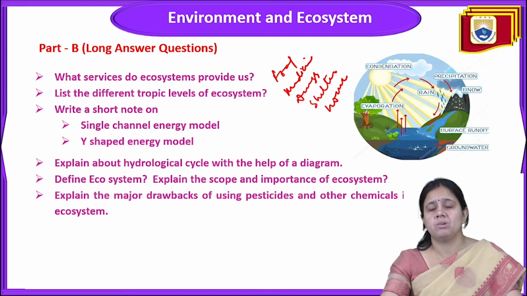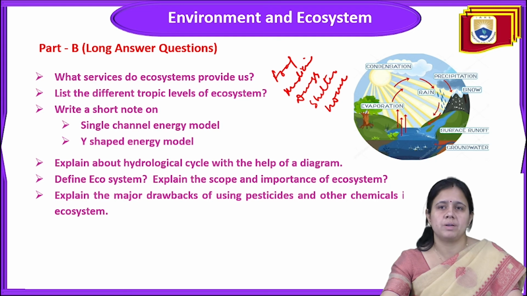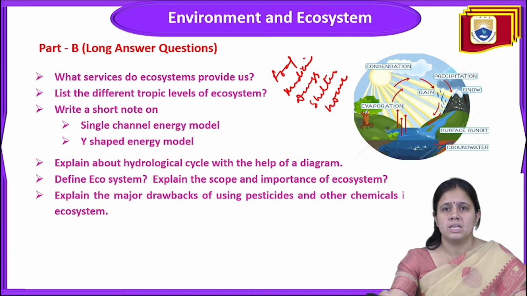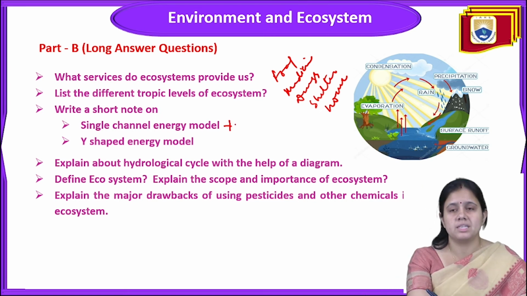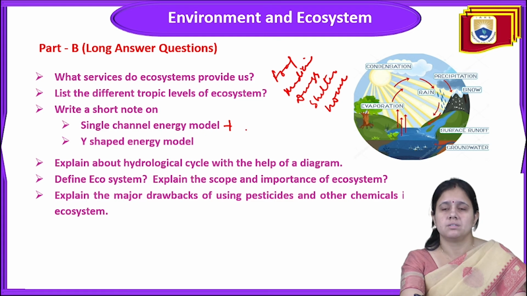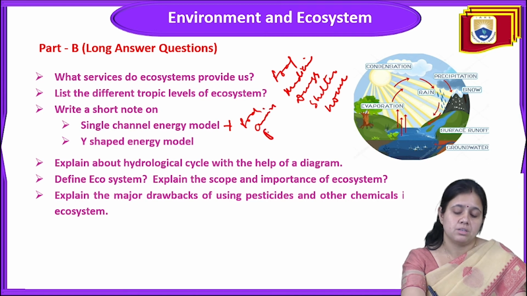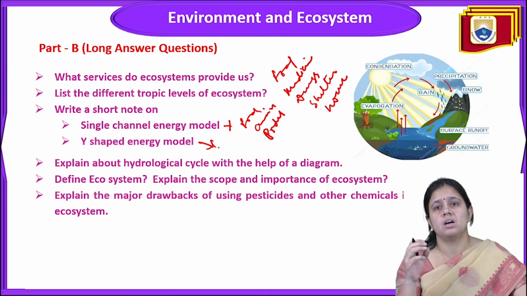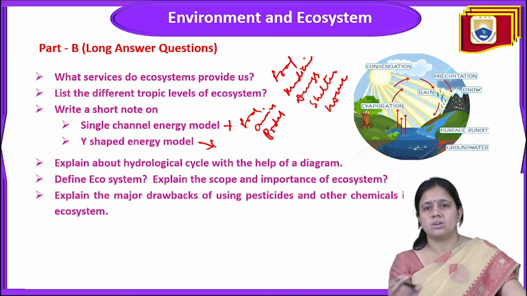List the different trophic levels of an ecosystem. As we know, the different trophic levels of an ecosystem are the producer, consumer, and decomposer. Mainly three are there. And write a short note on the single chain energy flow model and the Y-shaped energy flow model. The single chain energy flow model is nothing but the grazing food chain that starts with a producer, and the Y-shaped energy flow model is the food chain that starts with detritus material, any dead organism.